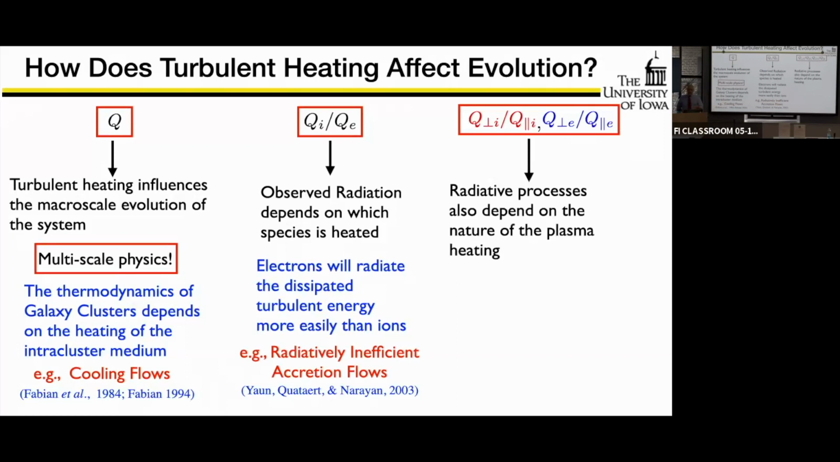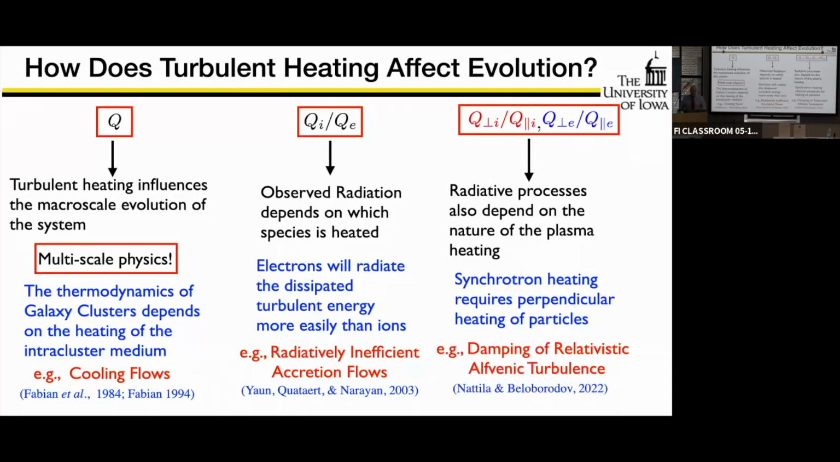And then finally, the radiative processes also depend on the nature of that plasma heating. Synchrotron emission requires that you heat the particles perpendicular to the magnetic field. If you just heat them parallel, you won't see that. The example here is, again, the damping of relativistic Alfvénic turbulence that Yunus published last year, where he saw that it was simply heating the particles, the pairs, in the parallel direction, and that would lead to very little synchrotron emission. The emission you would see from that heated plasma would then be dominated by inverse Compton scattering rather than synchrotron. That will give you a very different prediction for what frequency spectrum you should expect to see.